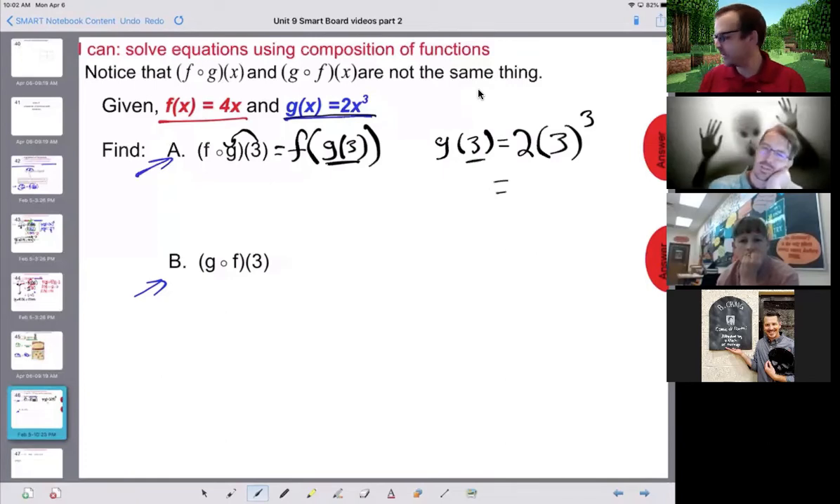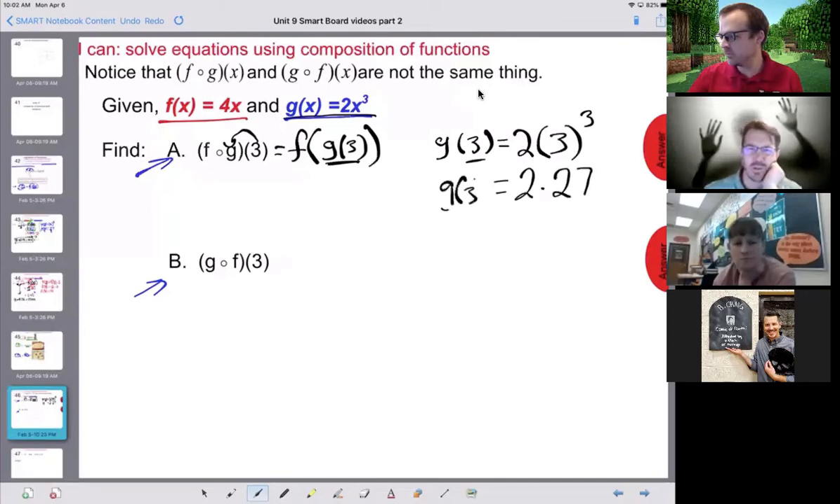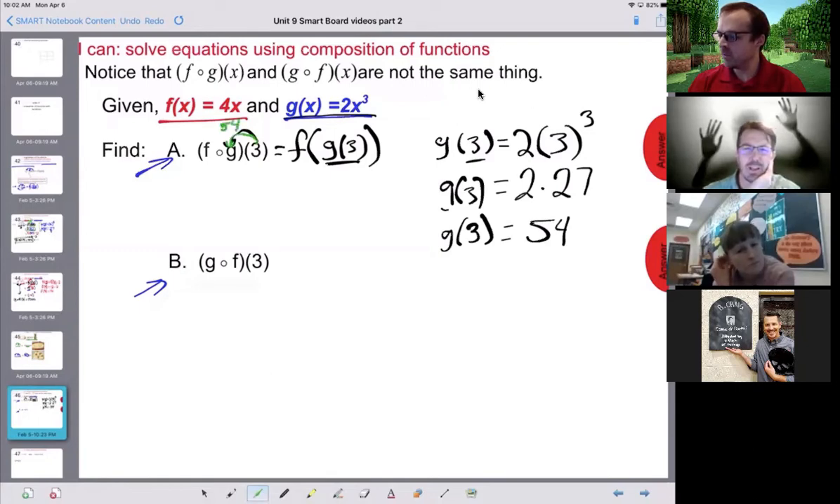How do we go about this one? Order of operations says parentheses, we can't do the parentheses, then exponents: 3 to the third power is 27. Then multiplication or division, and we only see multiplication, so 2 times 27 is a whopping 54. So we get 54 for g of 3. We plug 3 into g, and we got out 54. And we can put that in the Google thing like you did last time, Mr. Nelson, as long as we put the parentheses.